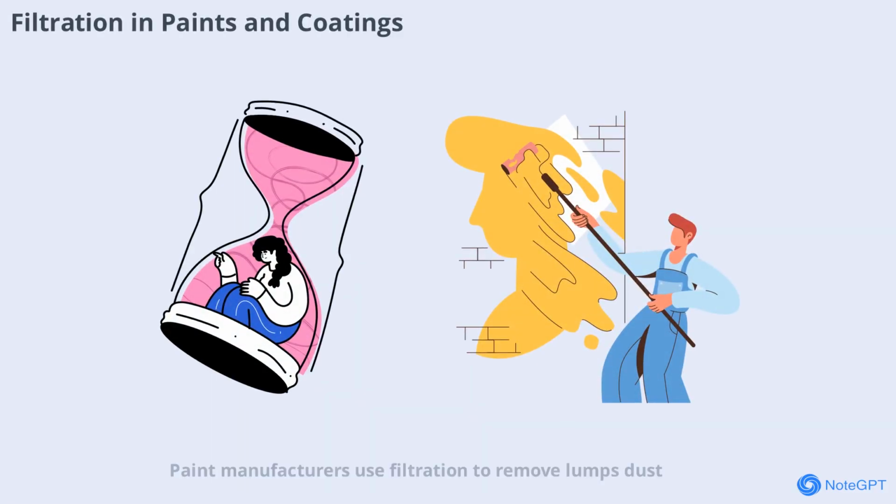Paint manufacturers use filtration to remove lumps, dust, and other impurities from their products. This ensures a smooth, even finish when the paint is applied. Filtration also helps extend the shelf life of paints and coatings by preventing the growth of bacteria and mold.